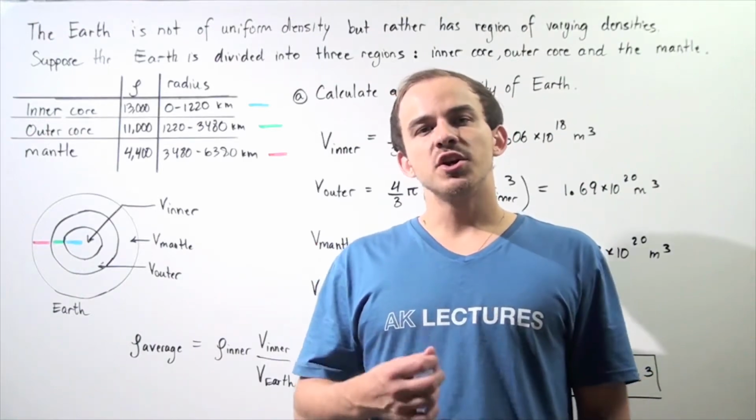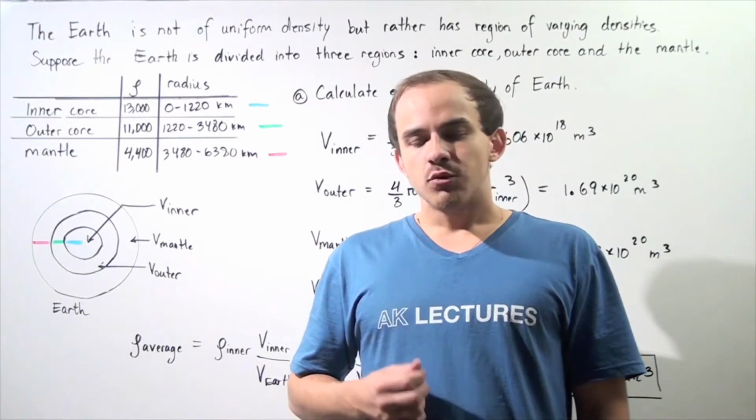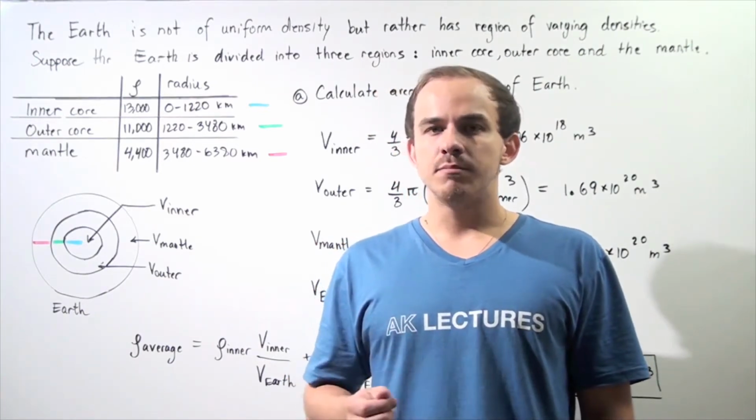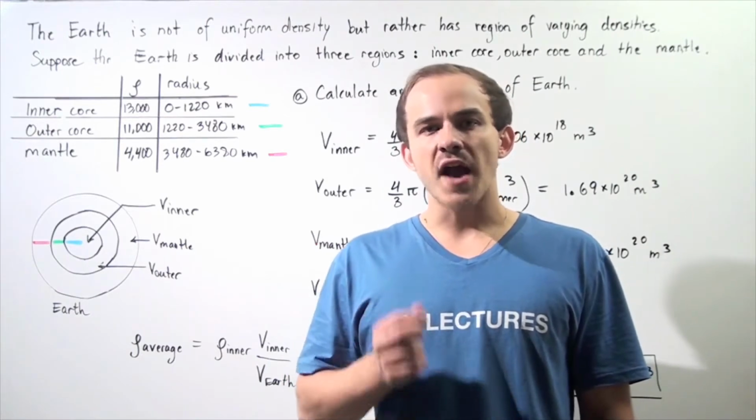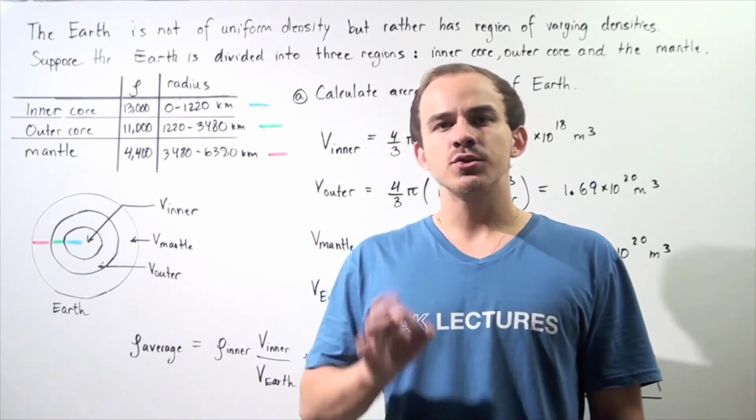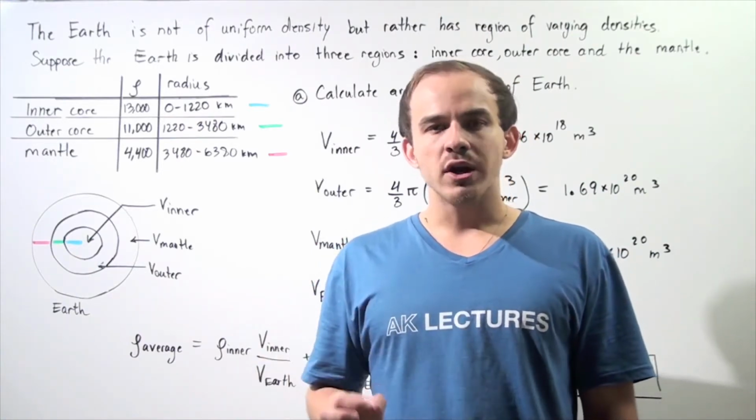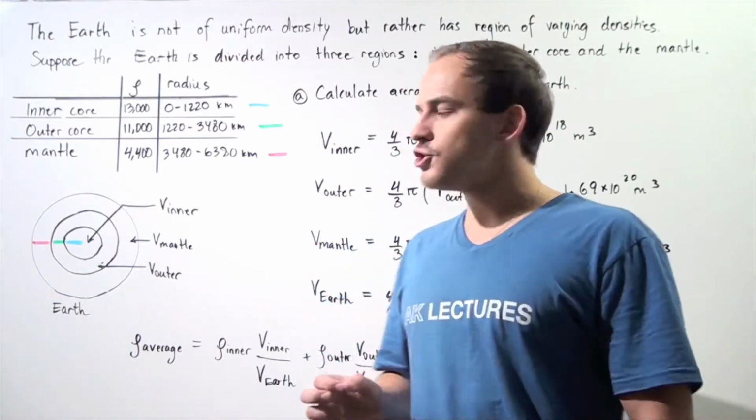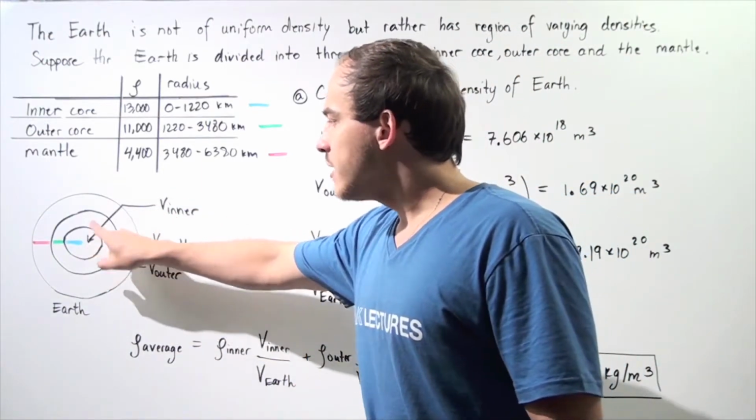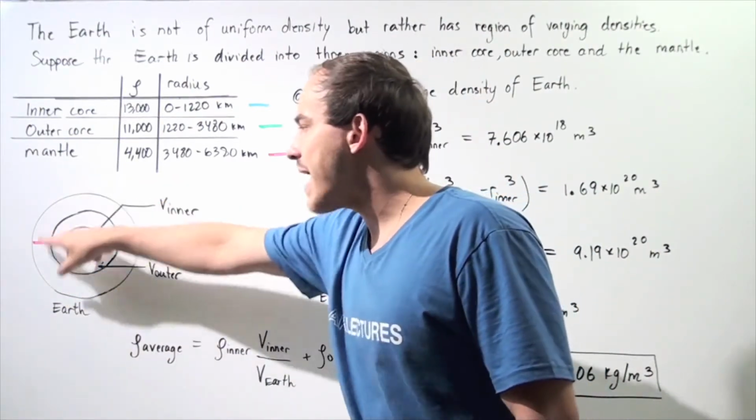In this example, we're going to calculate the average density of the Earth. Recall that the Earth does not actually have a uniform density, but rather it has regions of varying densities. Suppose we break down our Earth into three distinct regions. We have the inner core, the outer core, as well as the mantle, as shown by the following diagram. So we have the inner core, this region is the outer core, and this region is our mantle.